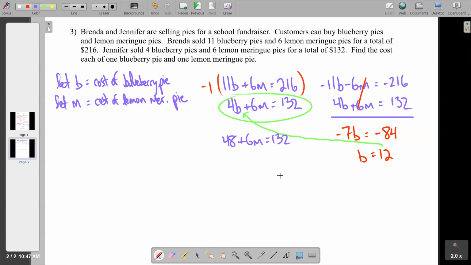Next step. Put the 48 on the other side. I agree, which means to subtract it. And what's 132 minus 48?